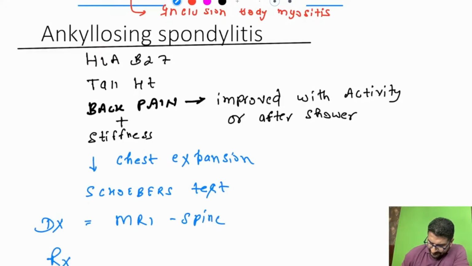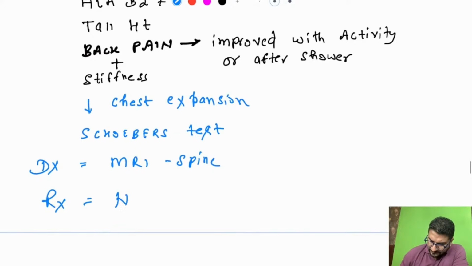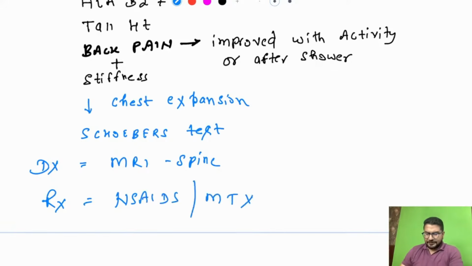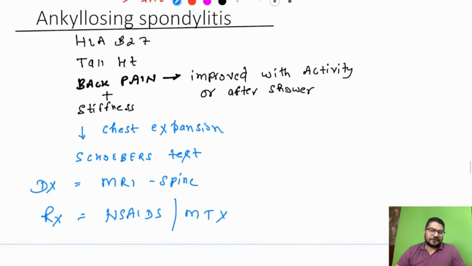And in treatment, we give NSAIDs for local pain relief, then we can start MTX. MTX is methotrexate. और जब भी methotrexate चालू करते हैं, we will always give folic acid supplementation. So this is about your ankylosing spondylitis.